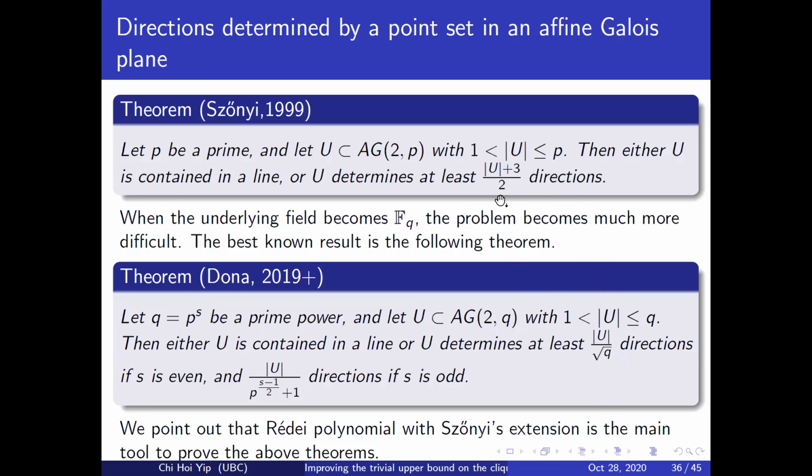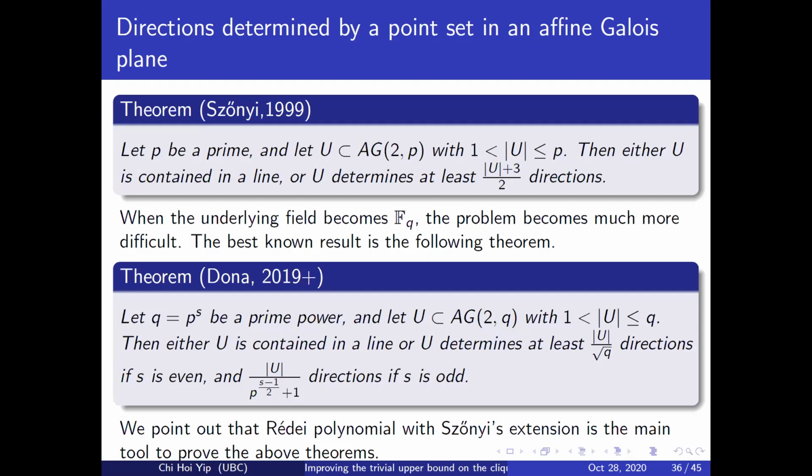To prove this kind of theorems, we need to use a standard technique called a Rédei polynomial with Szőnyi's extension. This is also some kind of polynomial method. It was first introduced by Rédei, and later Szőnyi extended Rédei's method and proved these famous results.